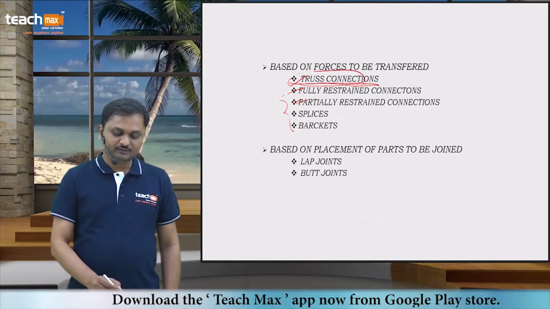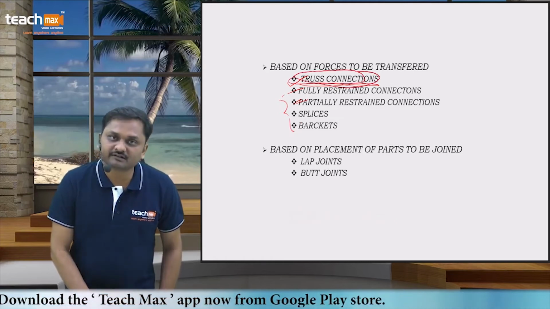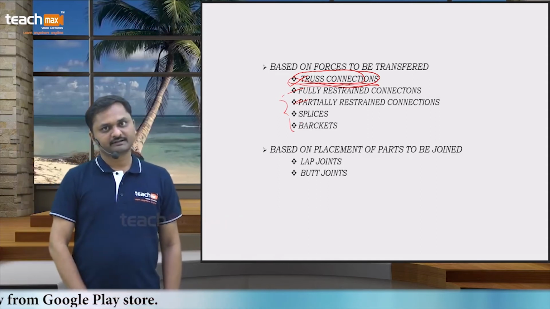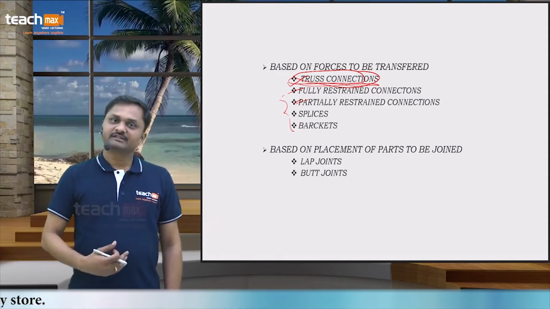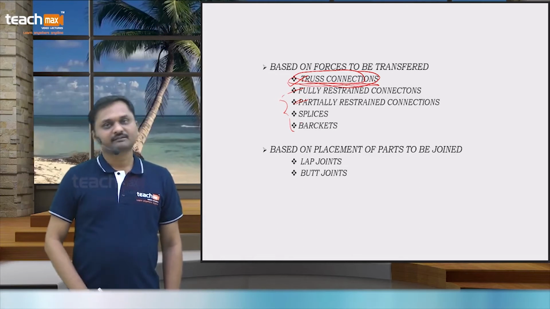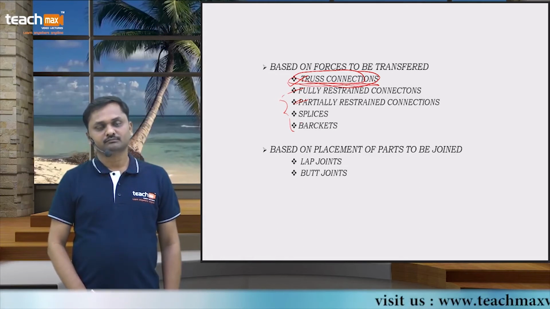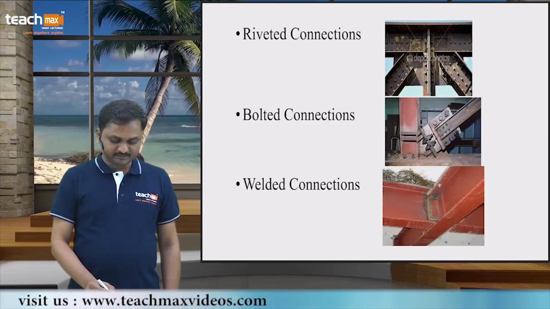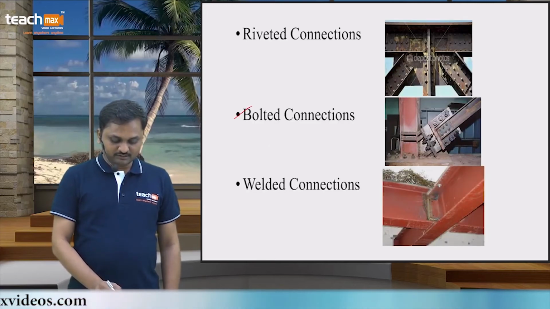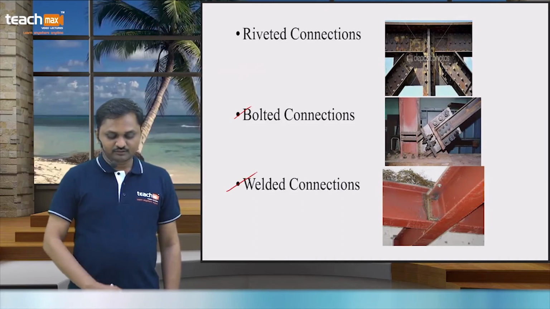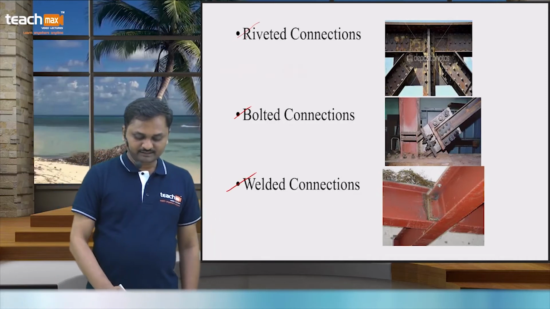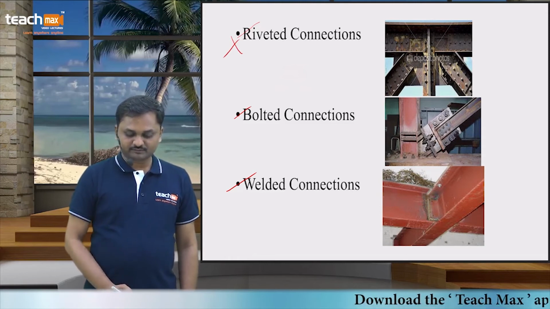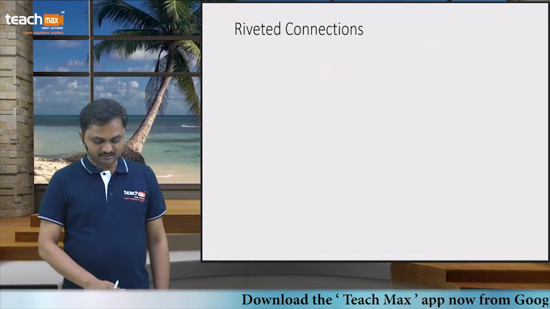Here I am going to focus only on truss connections, meaning simple concentric connections. Clear? By using bolt as well as weld we are going to provide these connections and design them. Lap joints and butt joints are there, and we are going to focus on riveted, bolted and welded, in which riveted are now outdated. So here we are going to focus on bolted and welded.